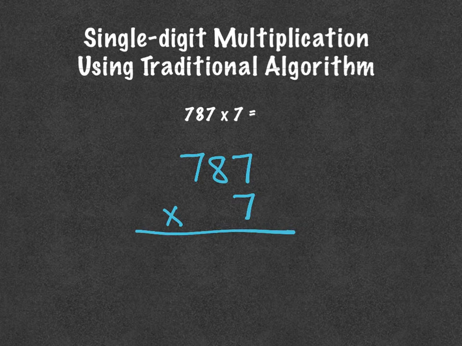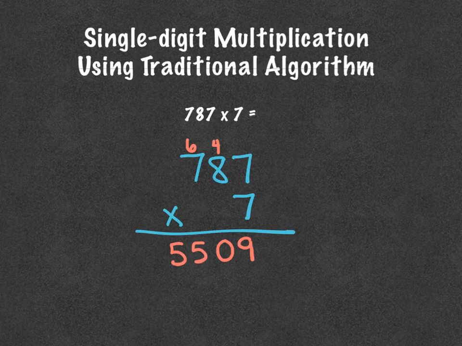So if we look at that, our first step here would be 7 times 7, which is 49. So our 9 is down here, and we carry our 4, or we regroup our 4. So 7 times 8 is 56. 56 plus 4 is 60. Regroup that 6 up there. 7 times 7 is 49, plus 6 would be 55. Okay, so our answer would be 5,509.